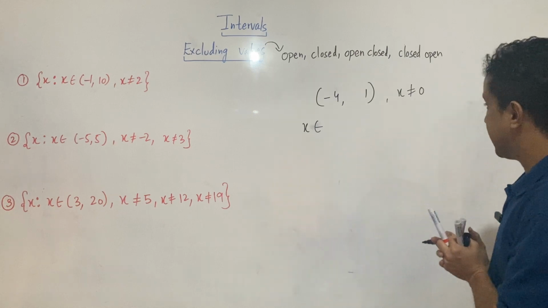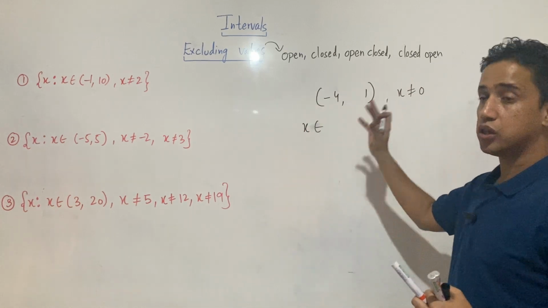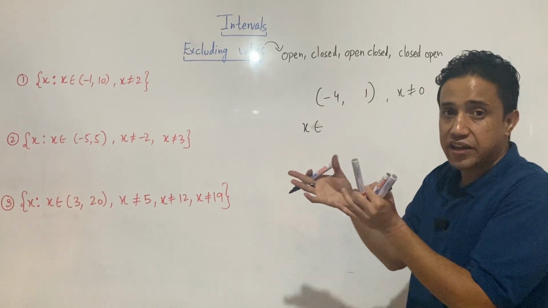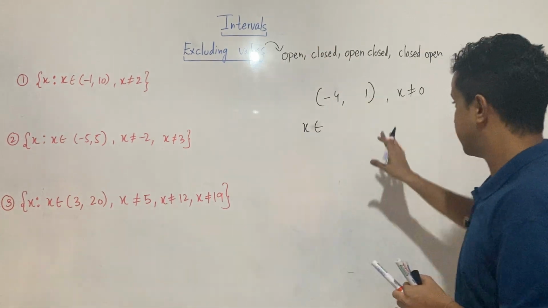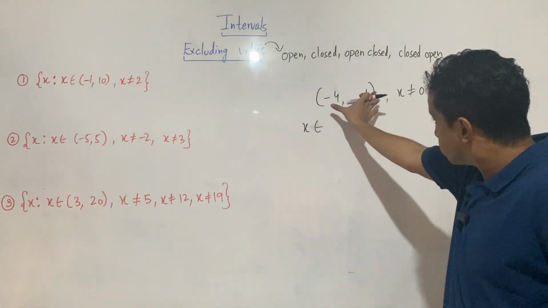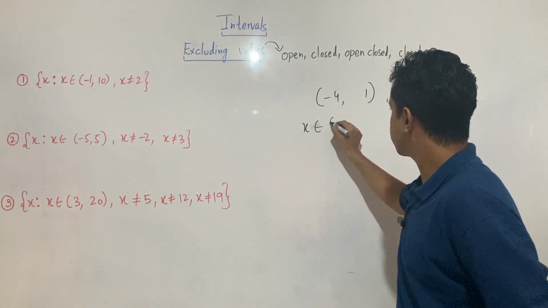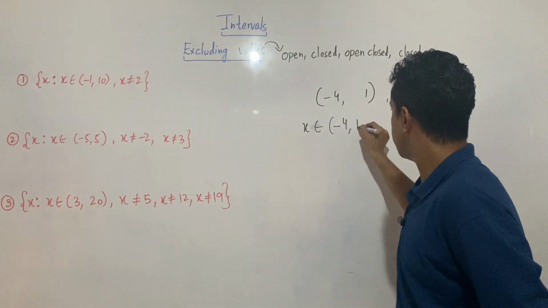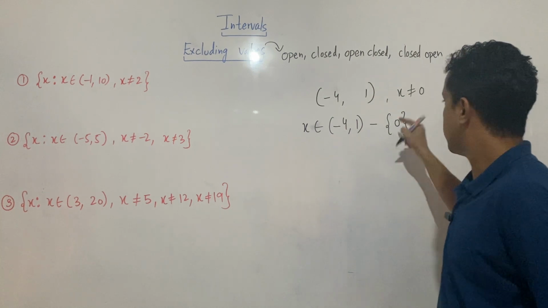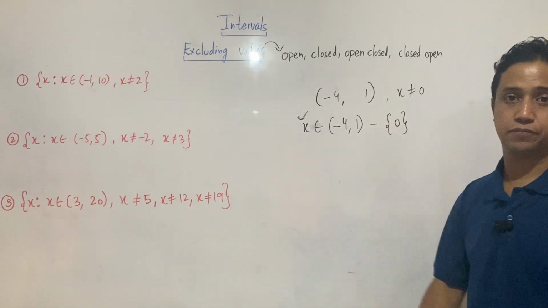What does it mean? It means that the value that you want to exclude from the given interval, you can represent in the form of a set. Let's say that here I want x to take any value in this interval but not 0. So here I can say x belongs to this interval minus, and here I will represent 0 in set form. So that's going to be the answer.